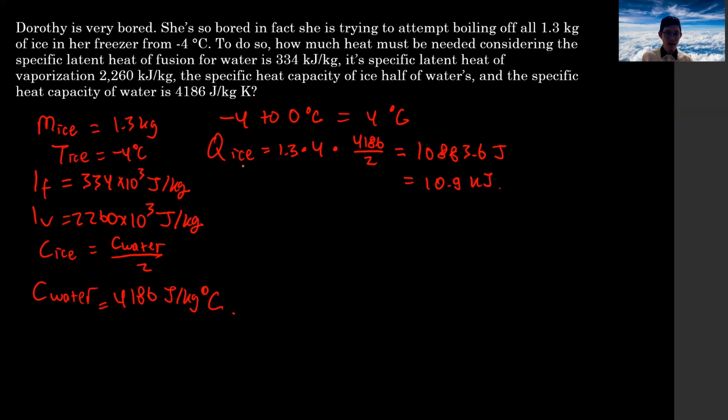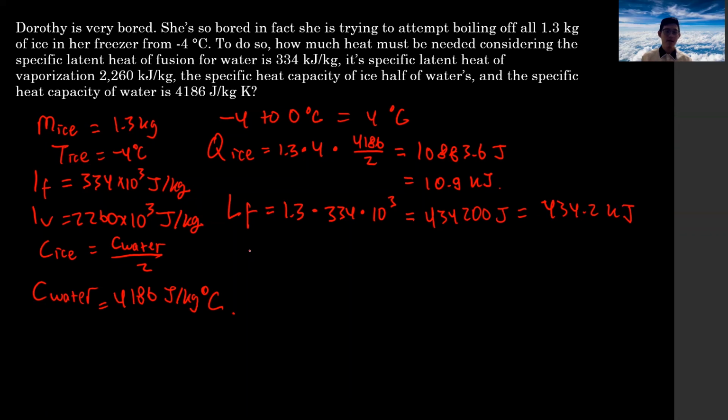Then next is turning the ice into water, so latent heat of fusion is 1.3 times the specific latent heat of fusion, which is 334 times 10 to the power of 3. So we get 1.3 times 334 times 10 to the power of 3. We get 434,200 joule, or 434.2 kilojoule. Right.